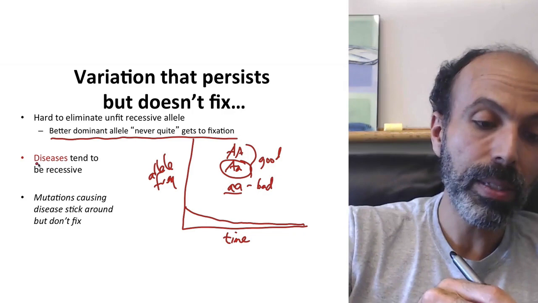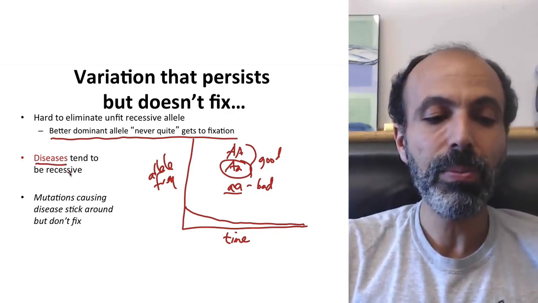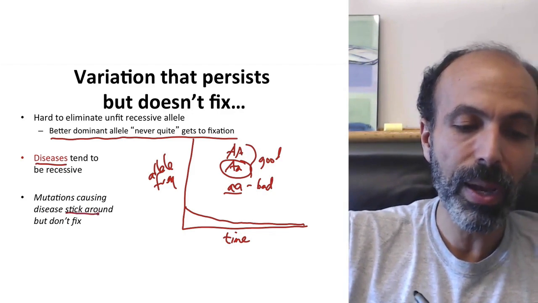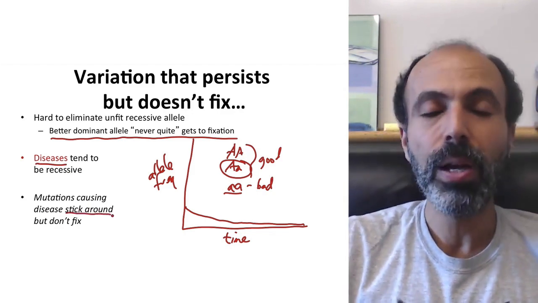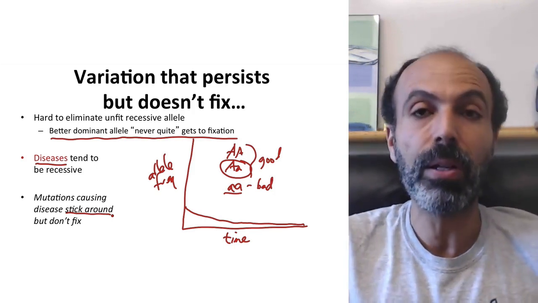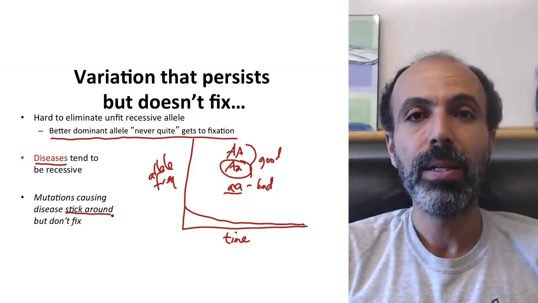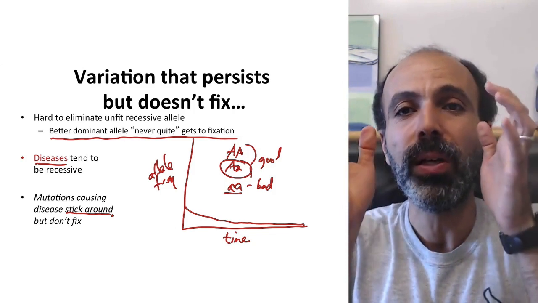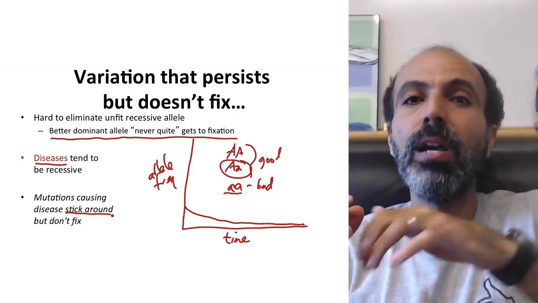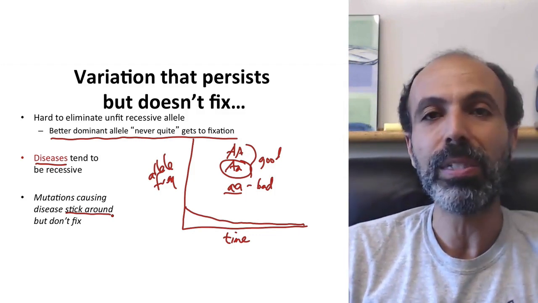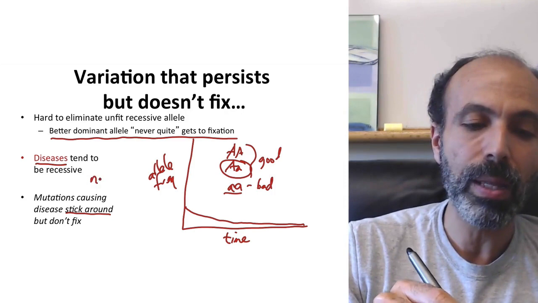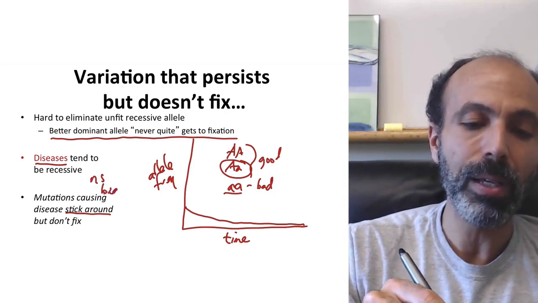Now, a lot of diseases, as I mentioned way back when, tend to be recessive. As a result, these mutations causing disease will stick around within populations but never fix, and they eventually do get lost, but it takes a very long time. So this is variation that will stick around within species, and it affects the within species numbers, but does not affect the between species numbers. And these diseases will tend to be associated with non-synonymous bad variation.